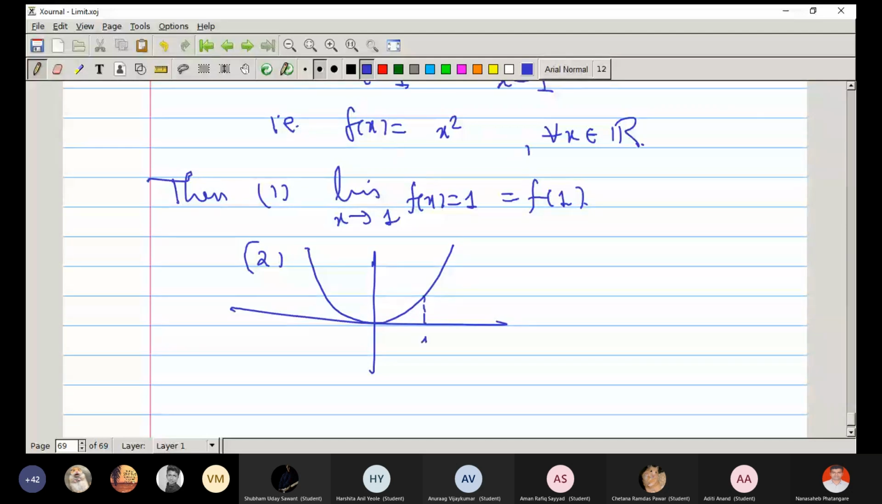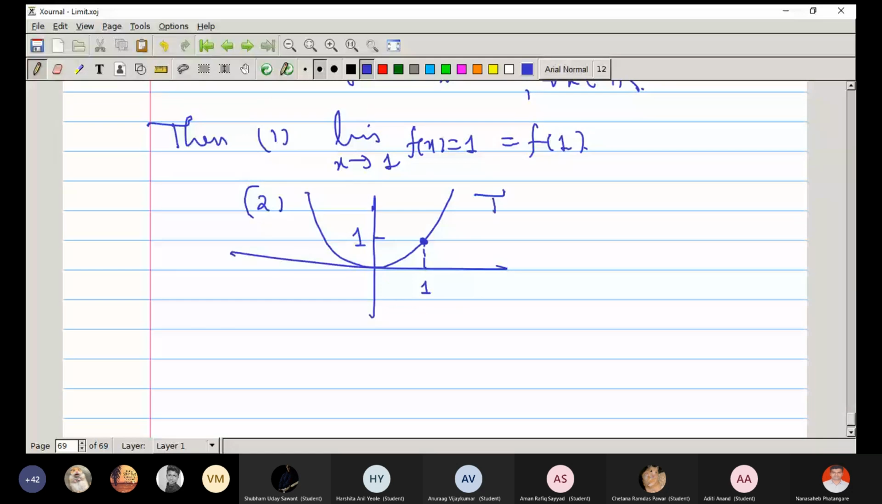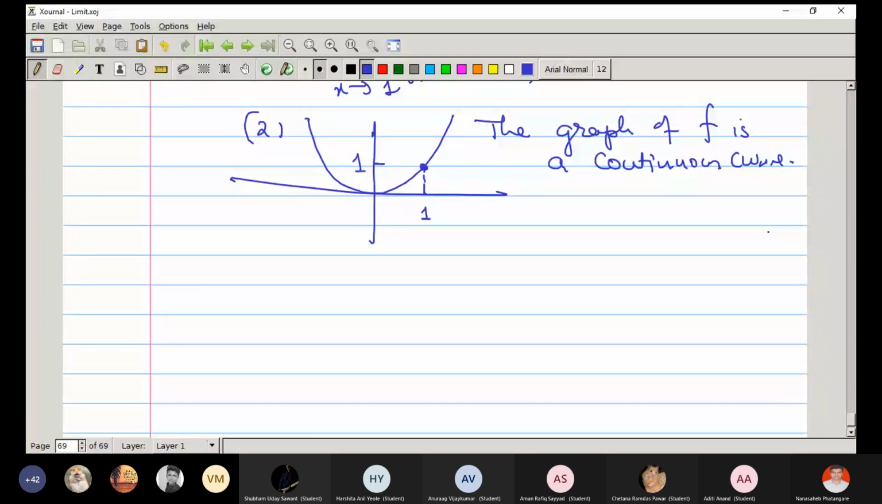So at 1, the limit value is the same as f of 1. The graph of f is a continuous curve. Continuous means what? We can draw the graph without lifting the pen or pencil. That is the idea, right?